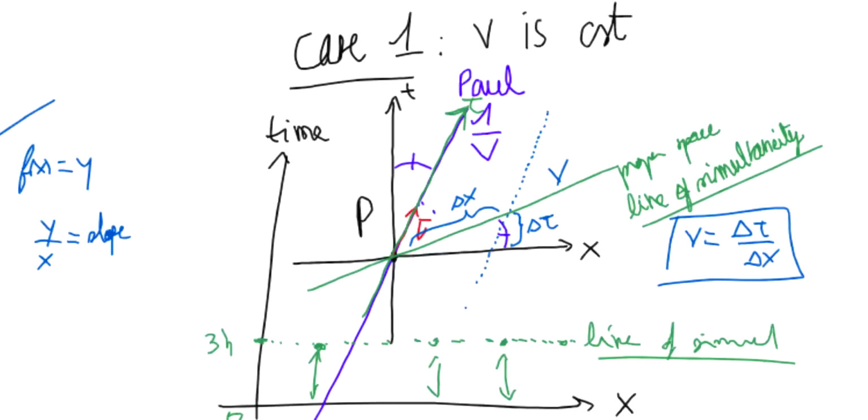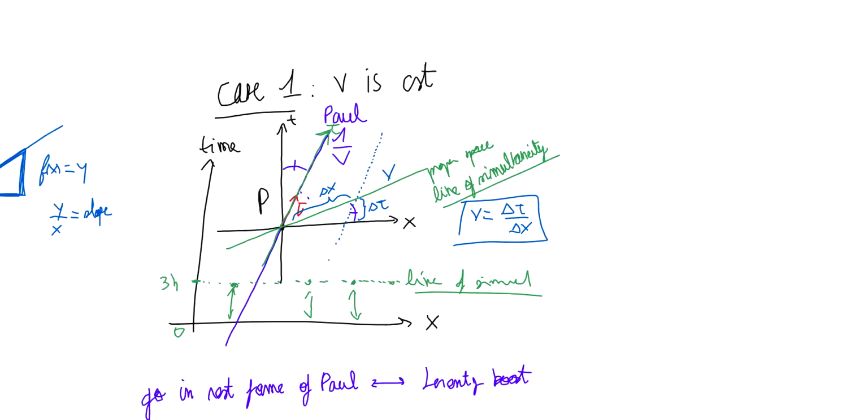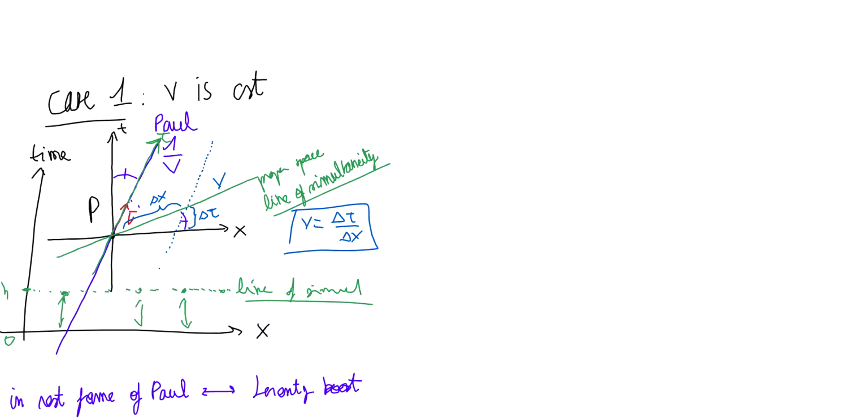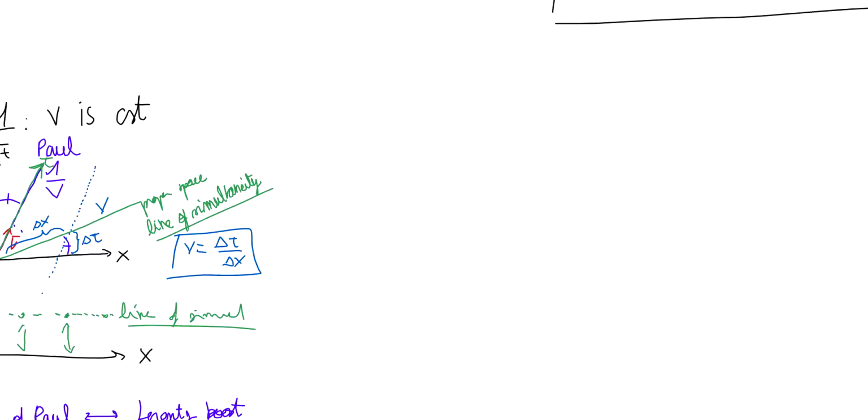And now we need to go to an accelerating case. So v is no longer a constant, v is a function of time, and it's increasing or decreasing, acceleration or deceleration. Okay, so now case 2.